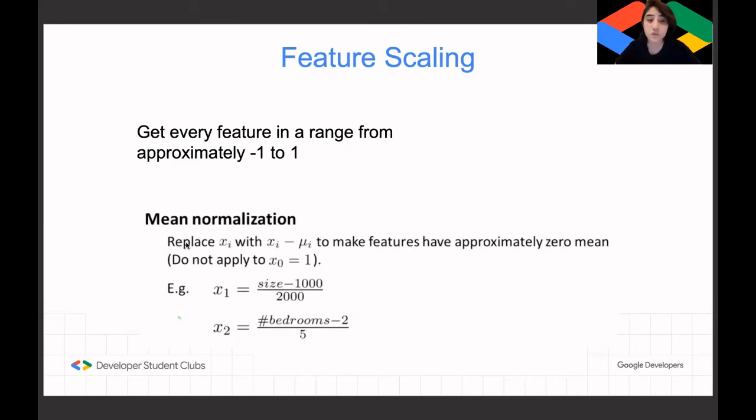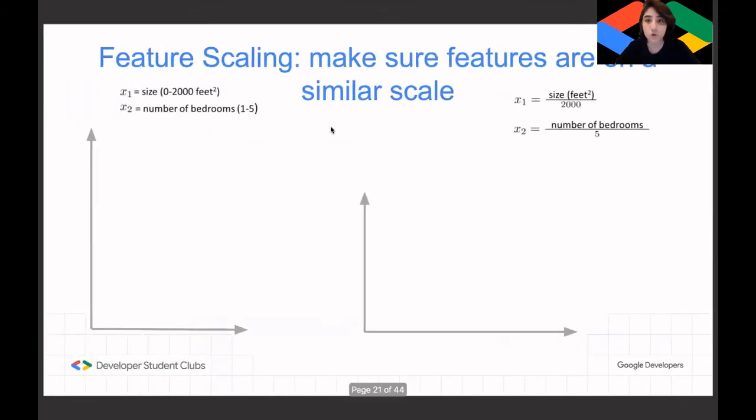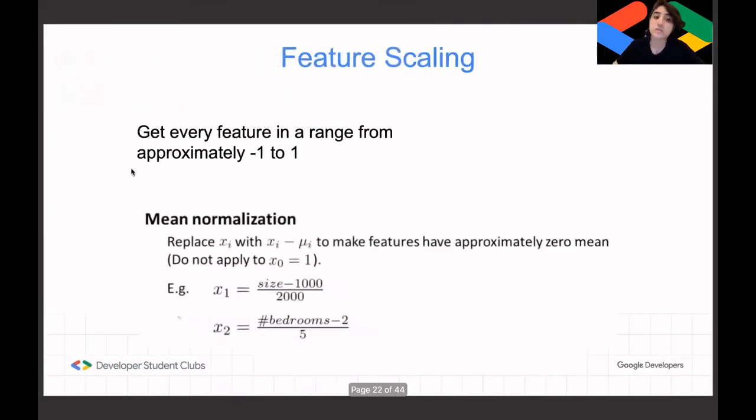Another thing that we could do, aside from what we saw over here, to make sure that they're on a similar scale, is something called mean normalization, where we simply take an existing value of a feature, subtract the mean from it, so we're assuming here that the mean for this is 1000, and then divide by the range or the standard deviation. So it's just going to be x1 equals x1 minus the mean over the range or standard deviation.